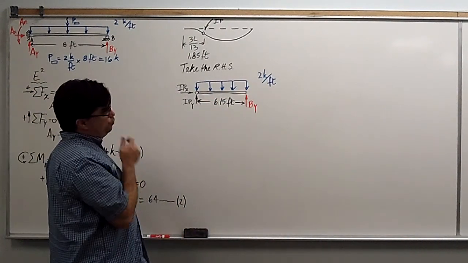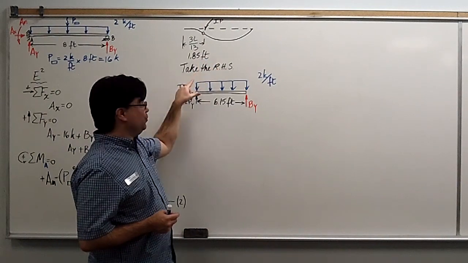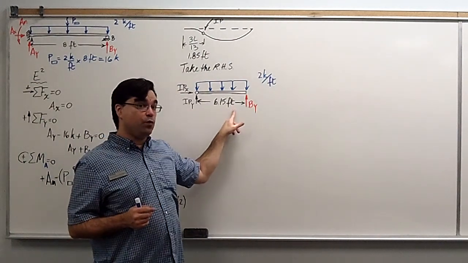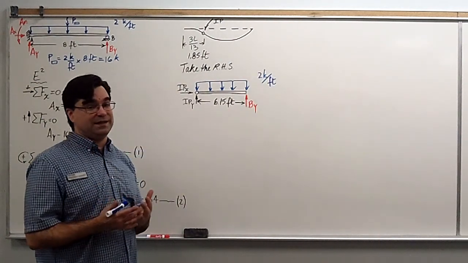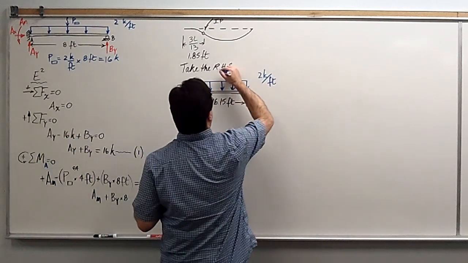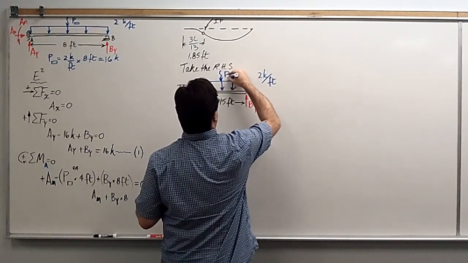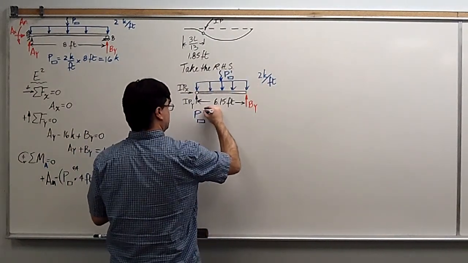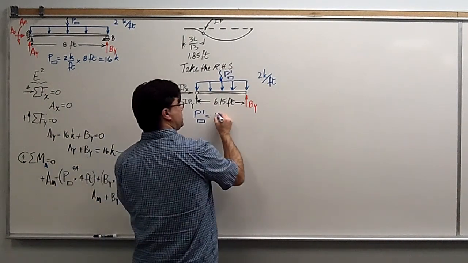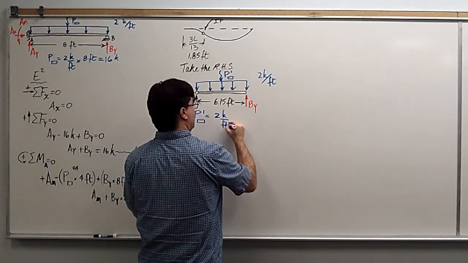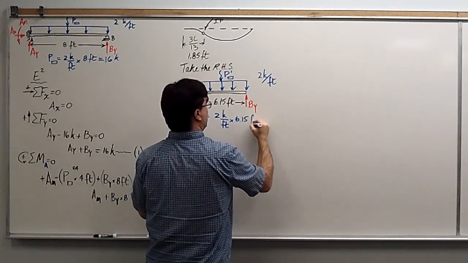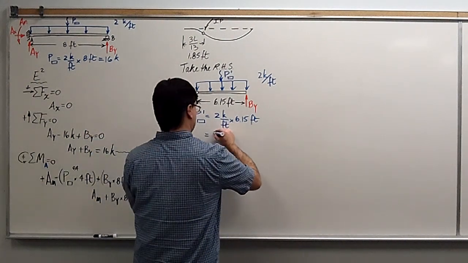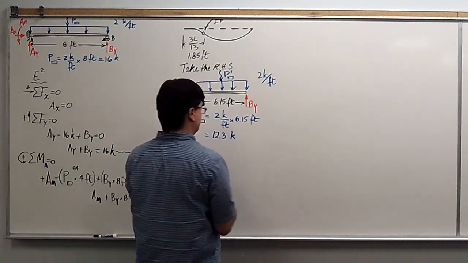And I think the last thing I'm going to do here is come up with the equivalent point load to represent this distributed load. This distributed load is only over 6.15 feet. So we must recalculate that equivalent point load. So 2 kips per foot times a distance of 6.15 feet. That gives us 12.3.